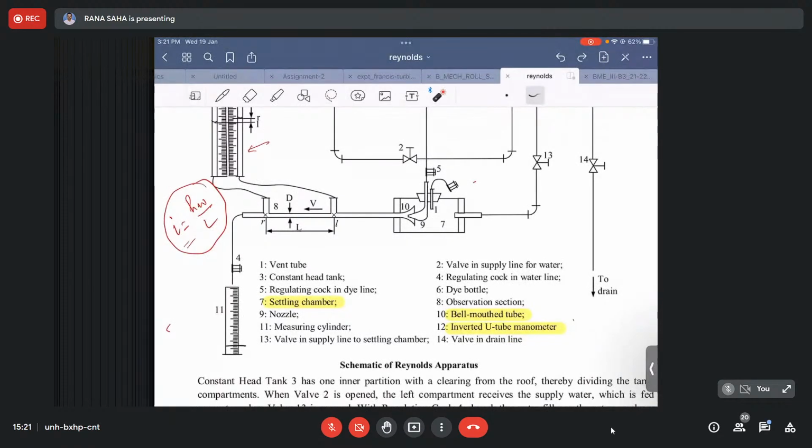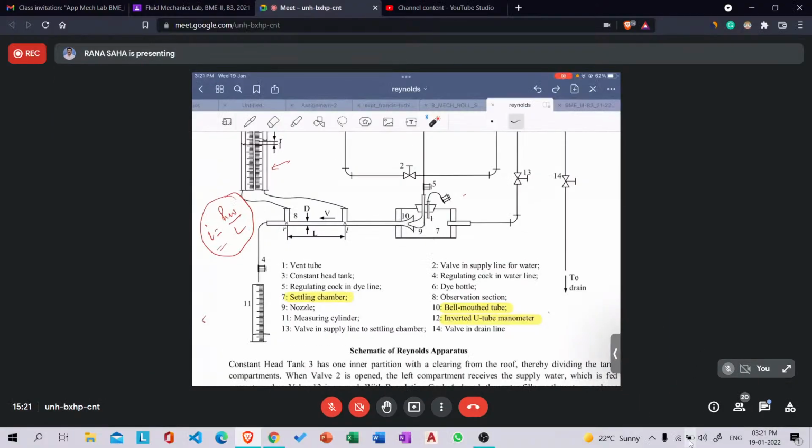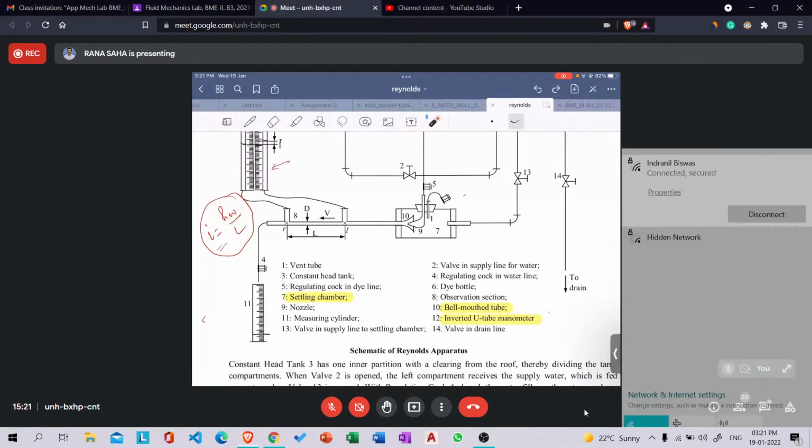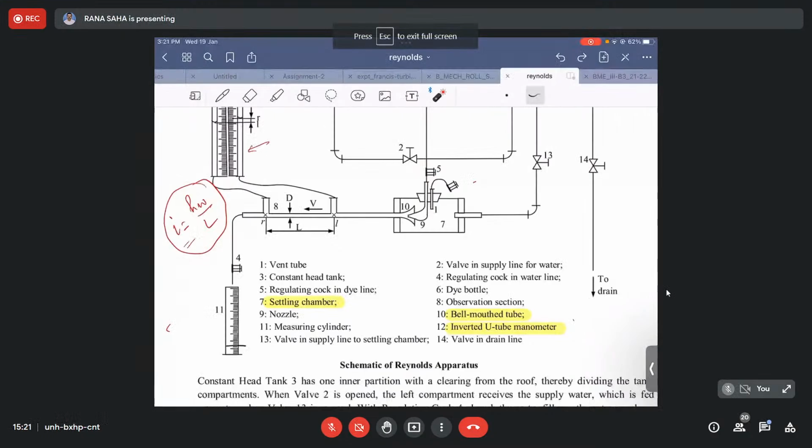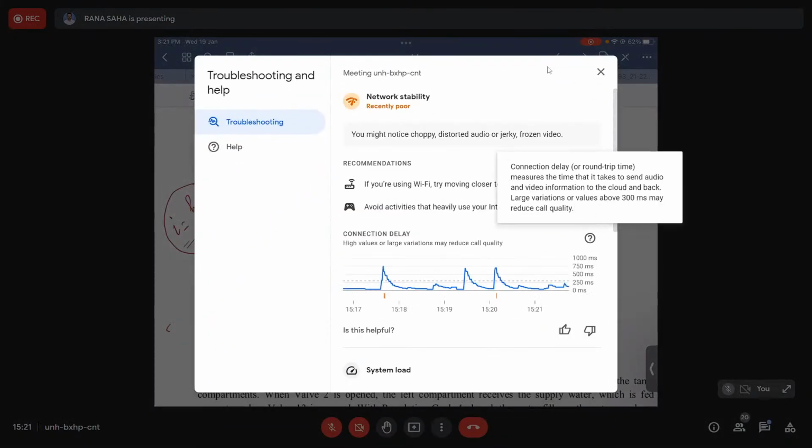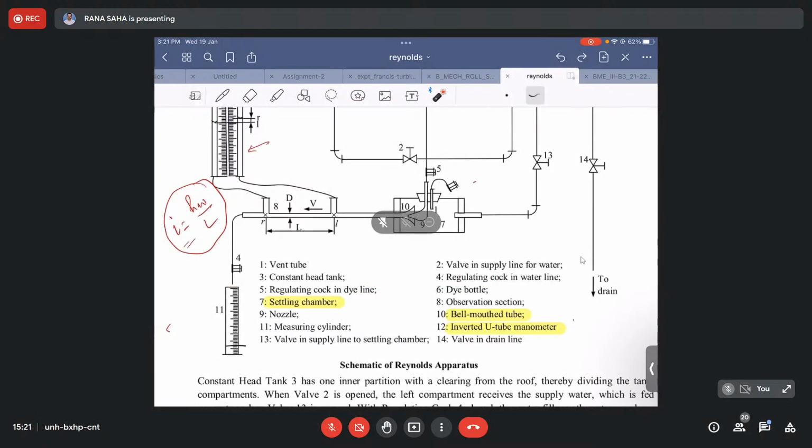So we need to measure it by fundamental means. This one is the measuring cylinder, where you collect the water coming out through this particular tube for a given amount of time. If the flow is steady, then the volume of water collected over a period of time will be good enough to give us the information about the flow rate, isn't it?